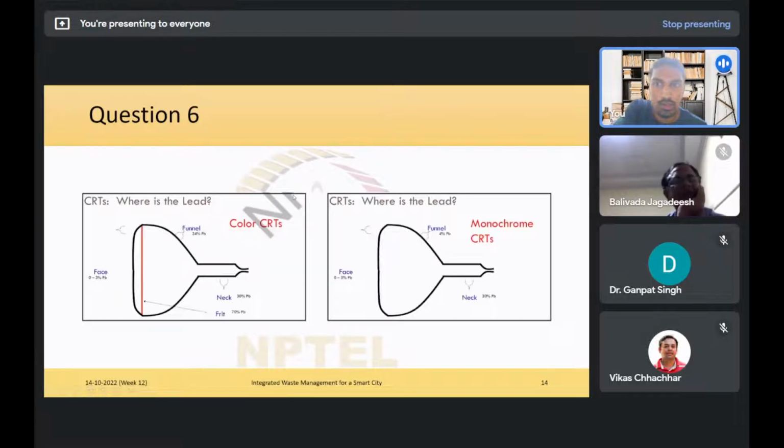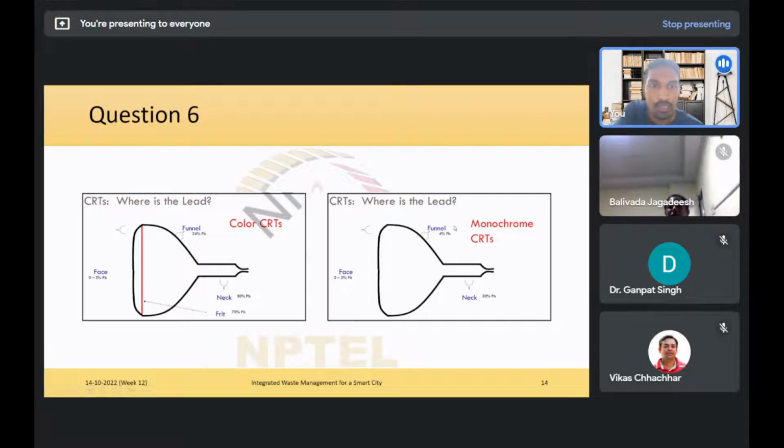Okay, so we saw the difference between the color CRTs and the monochrome CRTs in terms of the lead content, right? So the figure on the left shows the percentage by weight of lead in the different portions of the CRT, for a color CRT. So if we see, funnel has 24% by weight lead content, neck has 30%, and the face has very minimal, 0 to 3%. But the frit has 70% of it made up of lead, right? So that is a very large portion of it made up of lead.